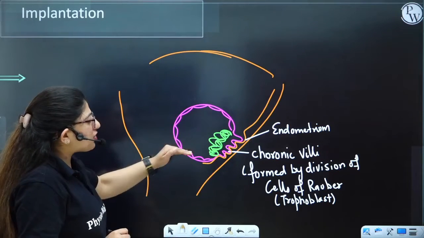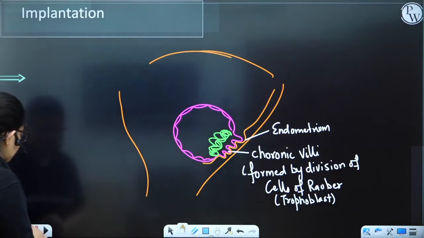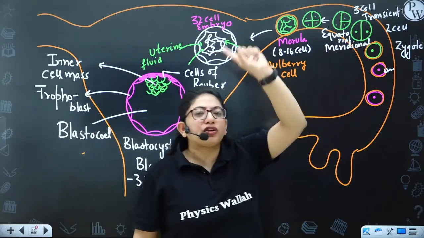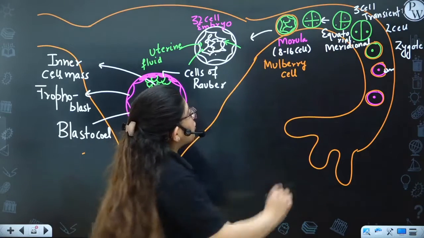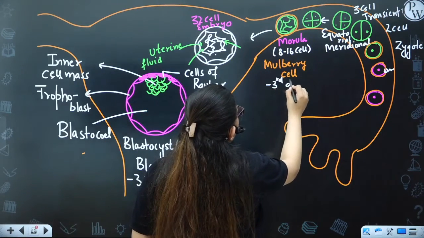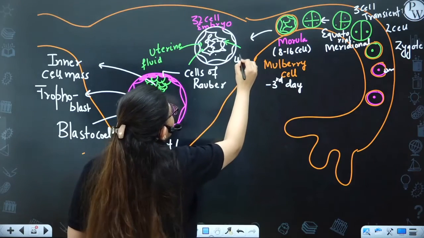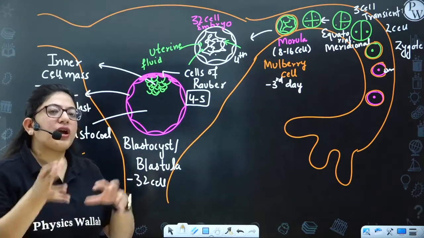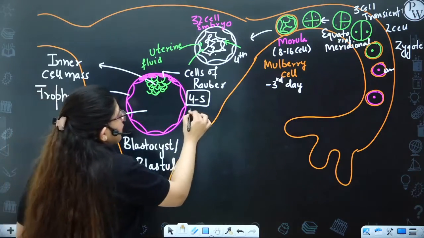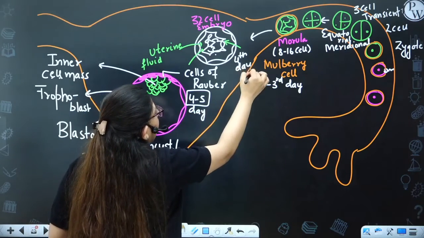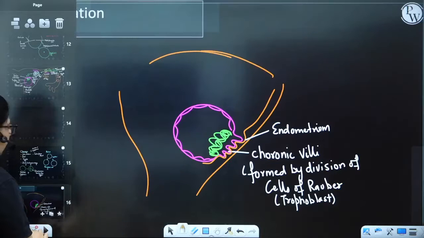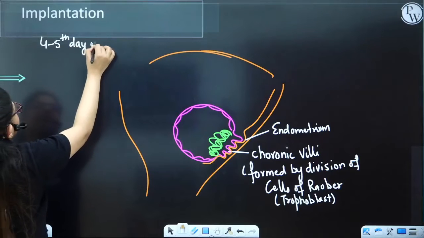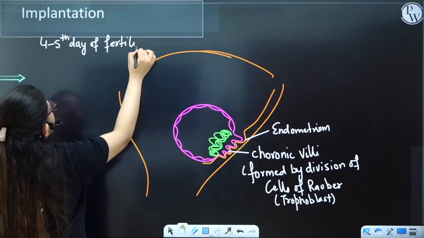Okay guys, so at which day does this happen? We have done this now, right? I have told you the zygote will start division after 24 hours of its formation. Morula is formed around the third day. The blastocyst is formed around the fourth to fifth day, and as soon as the blastocyst is formed, it will undergo implantation. So implantation will take place around the fourth to fifth day of fertilization.